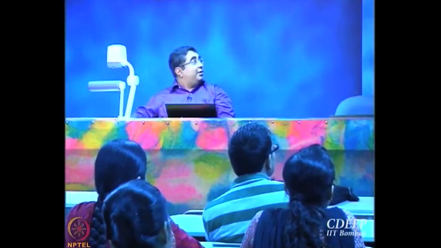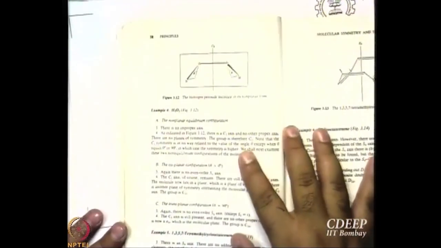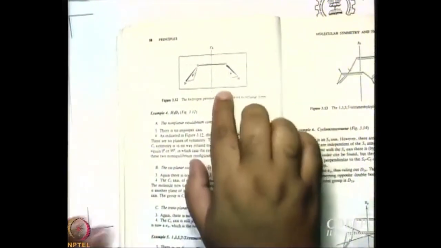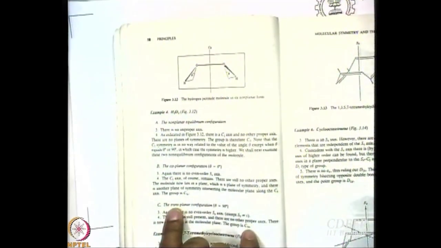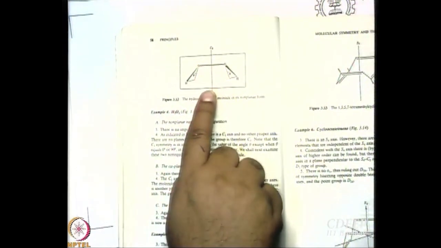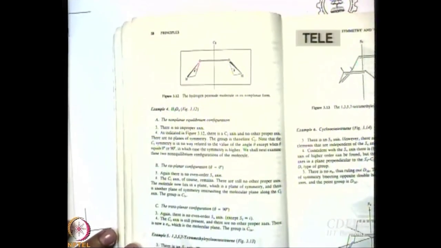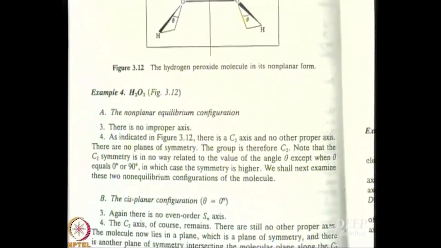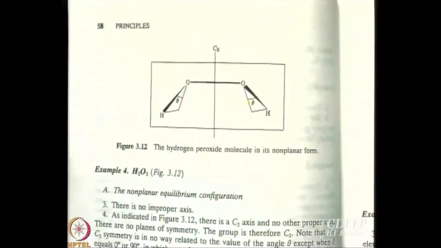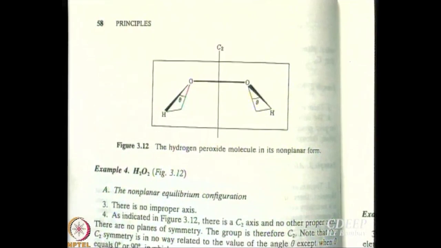Now, instead of me drawing bad diagrams, since you have this projection facility, I think it makes sense to show you the book right away. Okay. Next molecule you want to talk about is hydrogen peroxide. Can you see this clearly? Is it big enough? Can you see this? Alright. And you know the structure of H2O2, right?